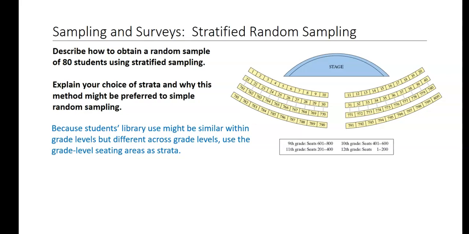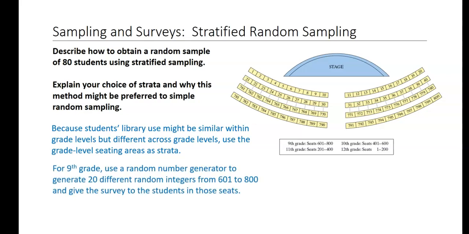Because the student's library use might be similar among grade levels, so maybe ninth graders use it in similar ways that other ninth graders do. Seniors use it in similar ways that other seniors do. They might be working on different kinds of projects at different grade levels. So we're going to do it that way. For ninth grade, use a random number generator to generate 20 different random integers from 601 to 800.